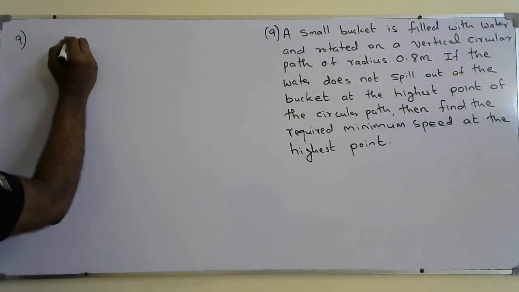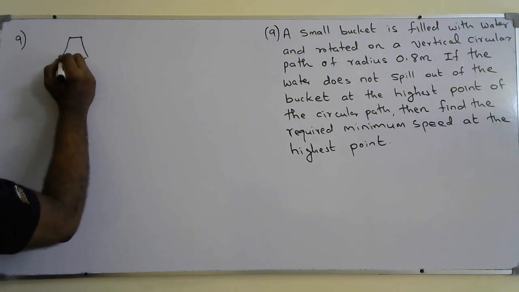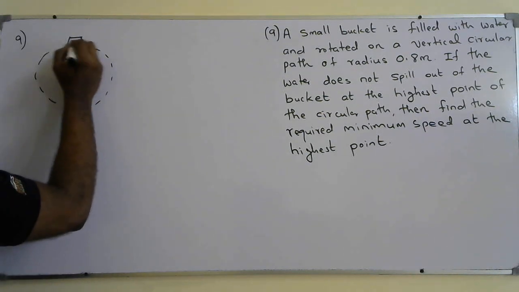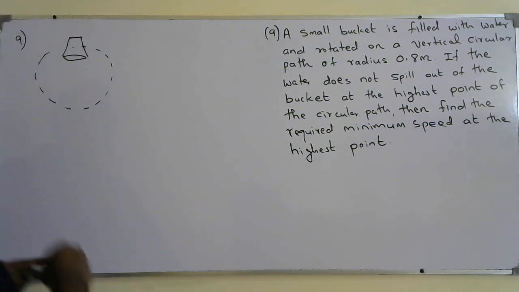Say for example, a bucket is rotated on a vertical circular path like this. This is the circular path. So the bucket is filled with water. So there's water inside the bucket.